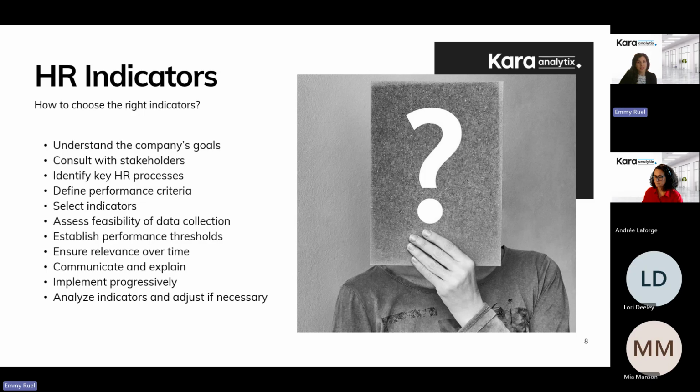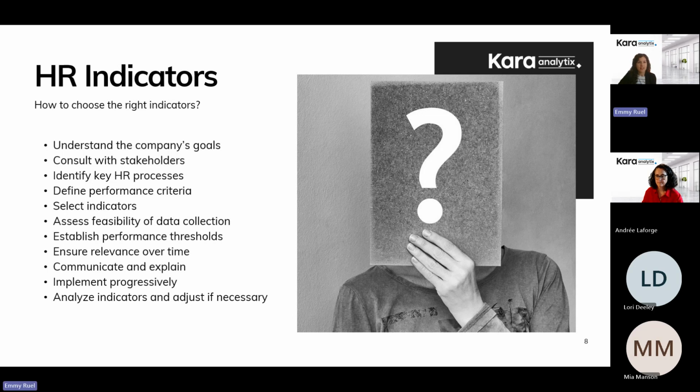So first, you need to understand the company's goals. You must be able to identify the company's overall objectives so you can align your HR KPIs with the global strategies. So your HR strategy should also flow from your business strategy. Then you need to consult with stakeholders. Here there are various players you should involve in your organization. You can involve your top management, HR manager, and your managers, who may have specific needs. You need to involve them in your project, and even employees can help you to identify some specific needs.